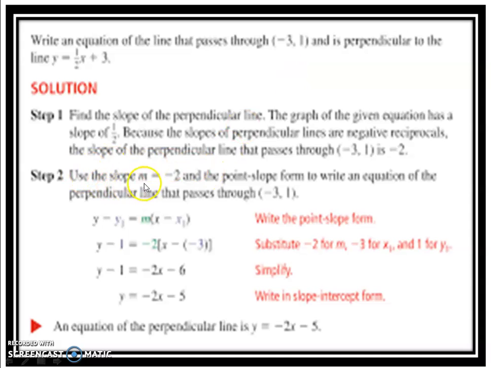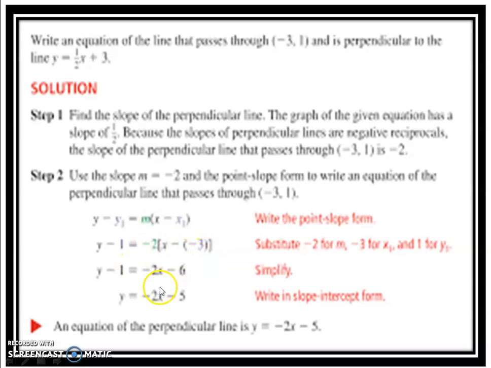We use the slope m = -2 and write the equation in point-slope form, for the perpendicular line passing through (-3, 1). We have y - y1 = m(x - x1). Writing the slope-point form: y - 1, where y1 is 1 and x1 is -3, so -2 times (x - (-3)).